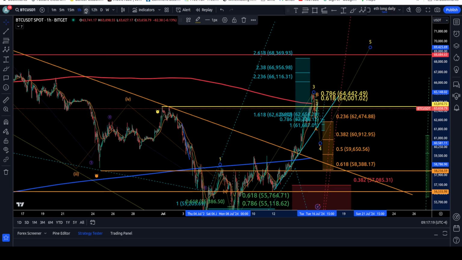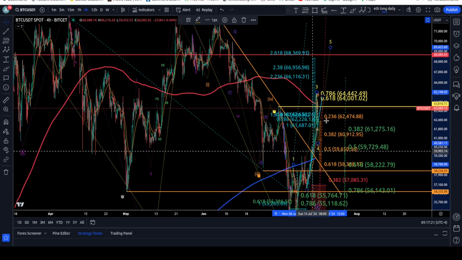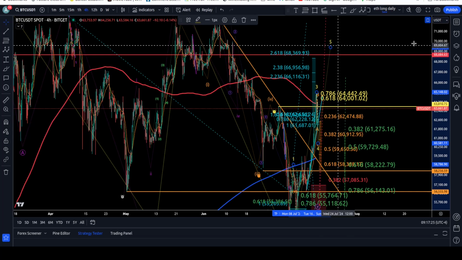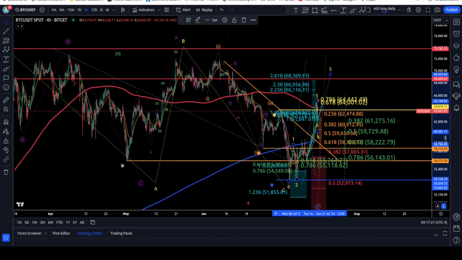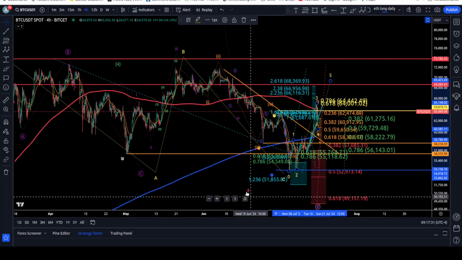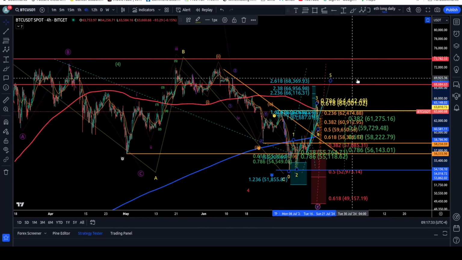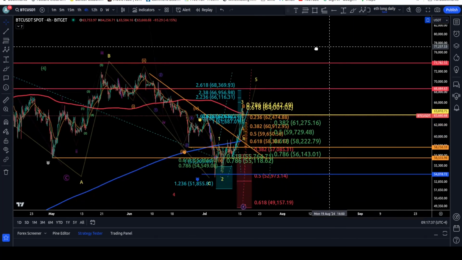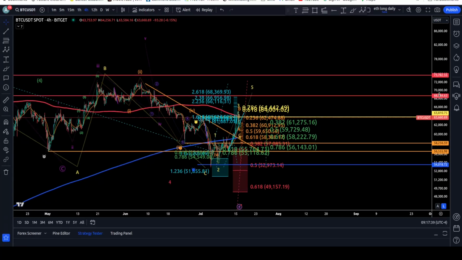And yeah, for this wave one, right? Because this is going to be the fifth wave, and this is going to be just our wave one of the fifth wave in red here. And that would be amazing, because if we do that, yeah, maybe we can get to 100k before this year.